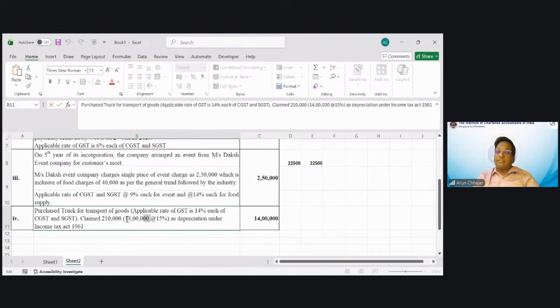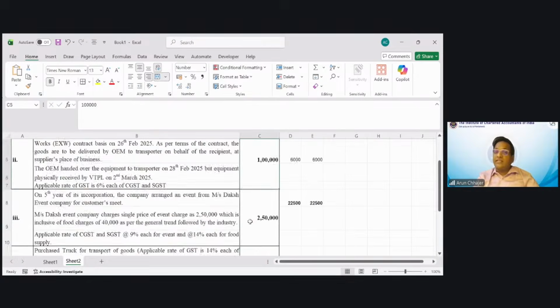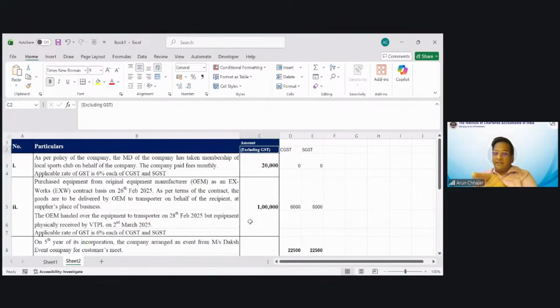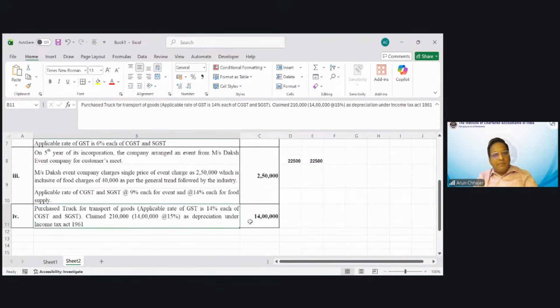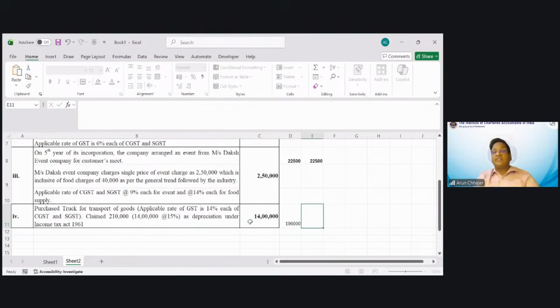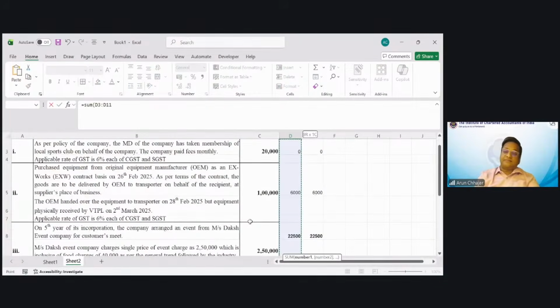He has claimed the depreciation on 14 lakh. And is this 14 lakh including GST or excluding GST? That has been clarified in the heading itself. This amount is excluding GST. So in this case, he is claiming the depreciation on the taxable value and will be allowed to claim the ITC. What was the GST? 196. Is this clear?